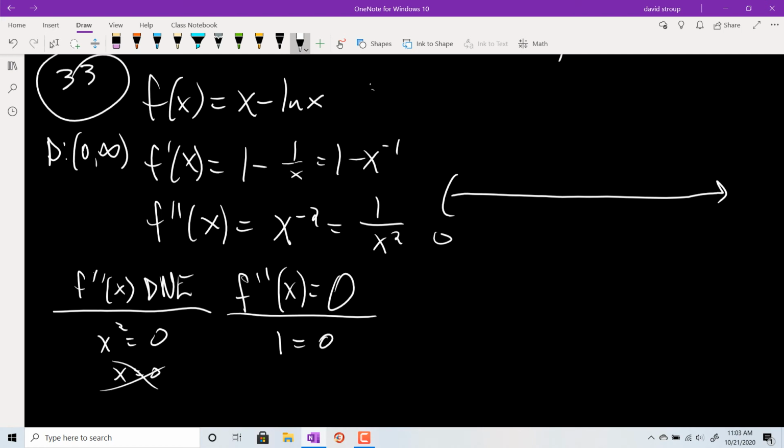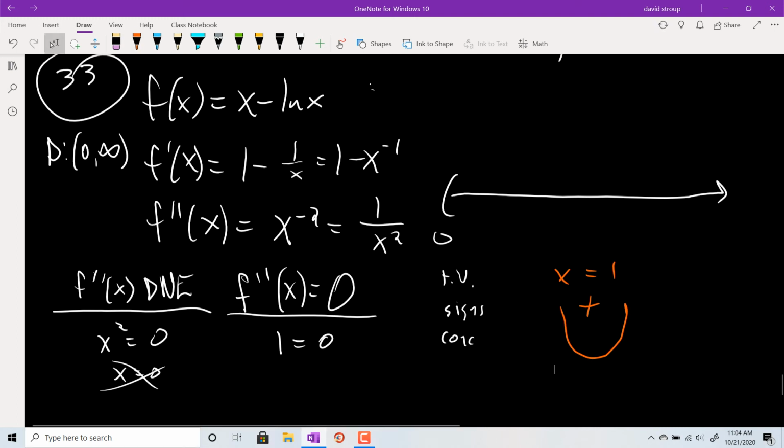So from 0 to infinity, right? We got to do our test values, our signs, and our conclusions. So test value, try 1, right? 1 over 1 squared is positive. And so we are concave up on our entire domain.